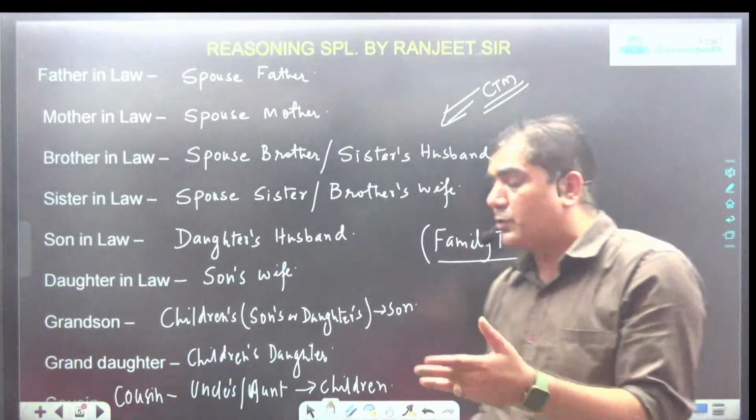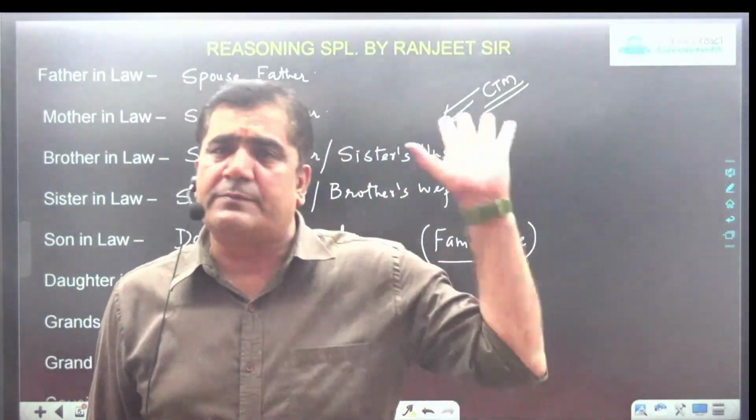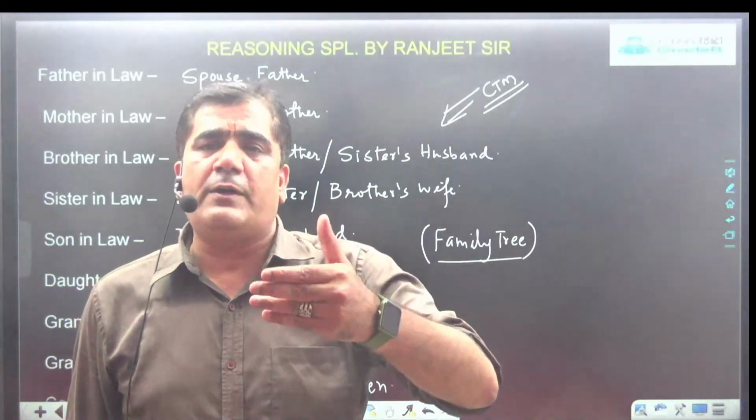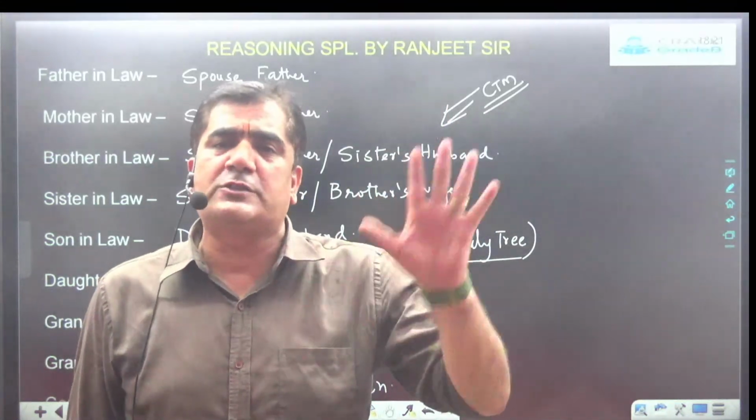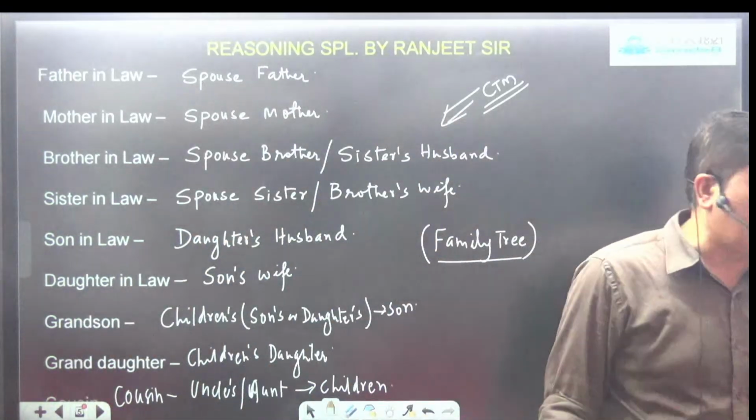Because once you understand how to form the family tree, then this topic is approximately 80% over. If you know how to plot the family tree, the chapter is over. Nothing more than this you are supposed to learn in this topic. So you need to understand how to plot the family tree.